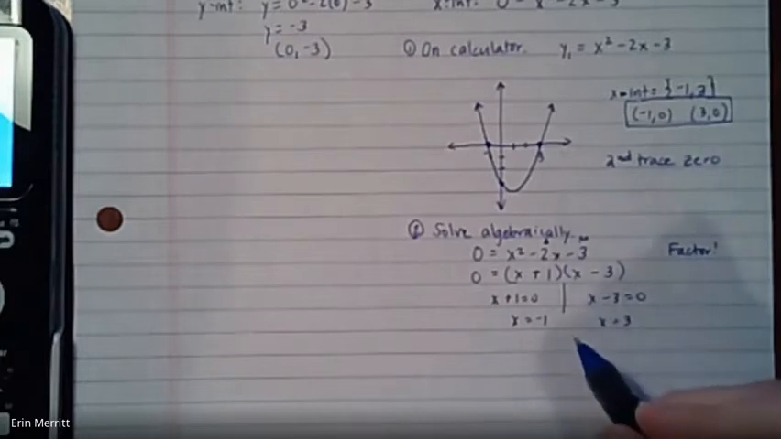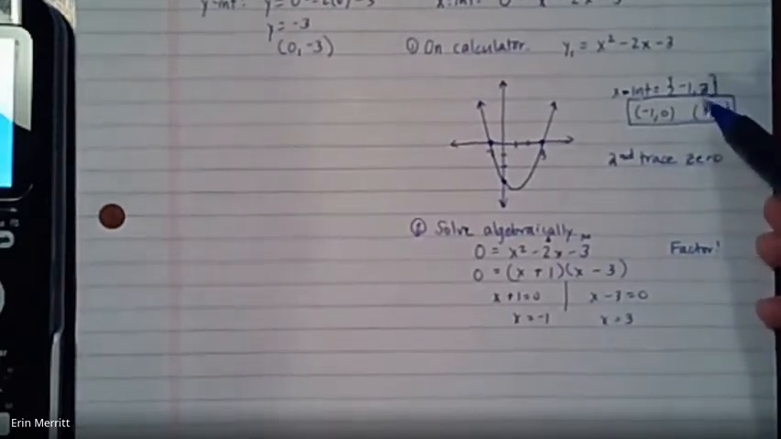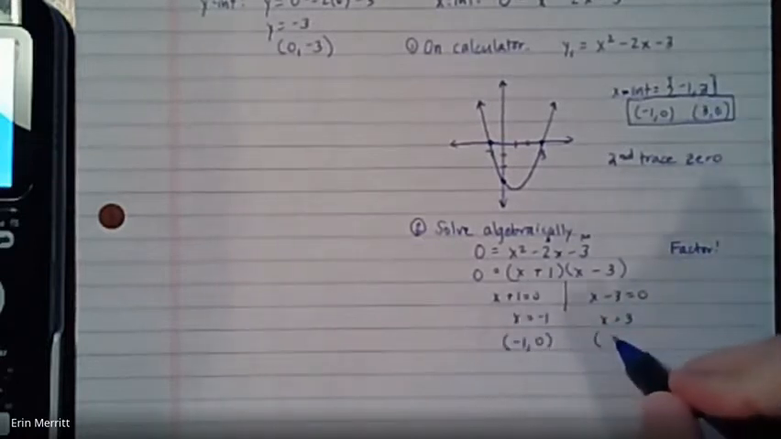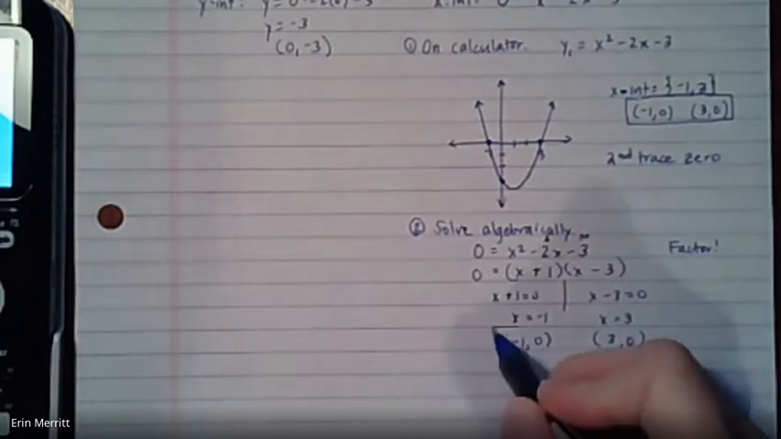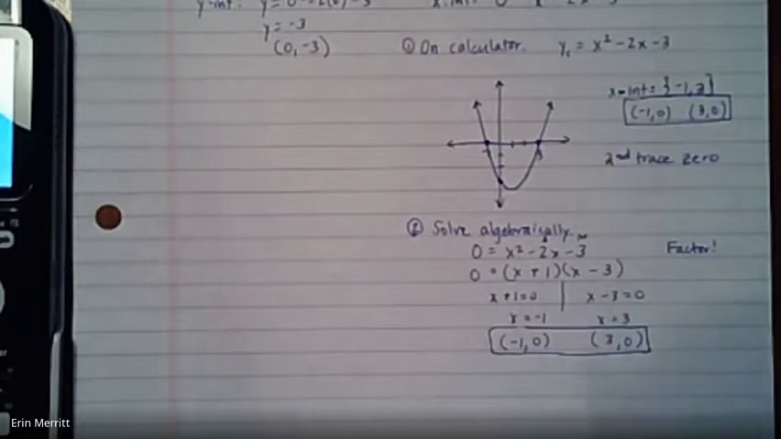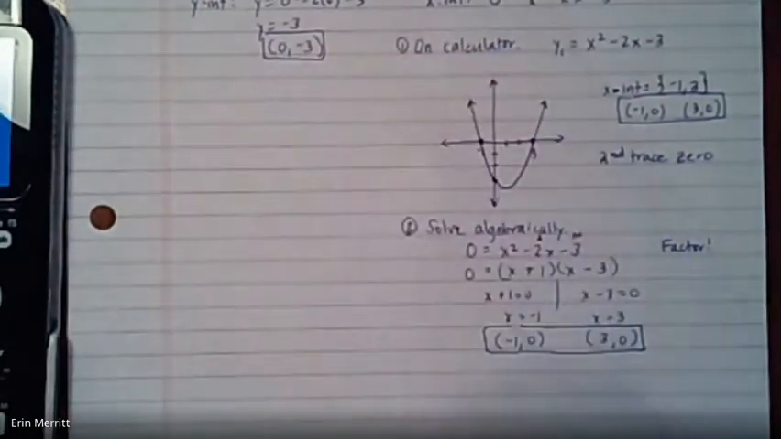So as a reminder, either you're writing it as a little set, maybe in those curly brackets, for the x-intercepts, or it's probably a better habit to write it as a coordinate point so that you remember that that's exactly what they are. They are points on the graph. So we've got our y-intercept, which was at 0, -3, and our x-intercepts at -1, 0, and at 3, 0.